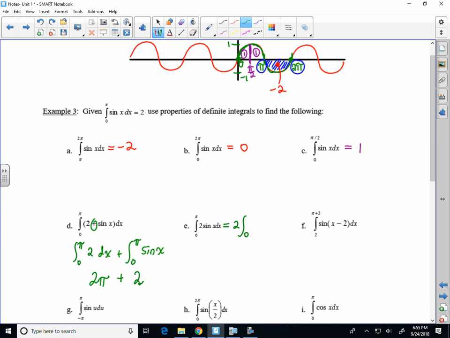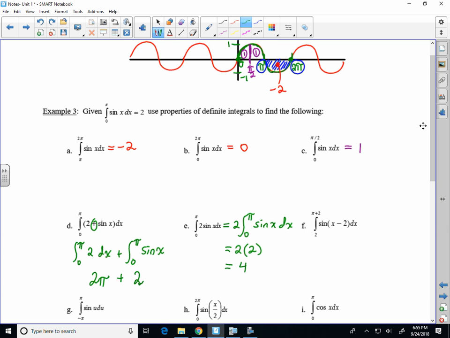Constant multiple, pull it out. Some of these, it would take longer to actually type it into the calculator than it would be to actually figure it out. So 0 to pi of sine x, we've done this like 4 times already. 2 times 2 is, you guessed it, 4. So some are easy, some are hard. Some are really hard. Some are really easy.